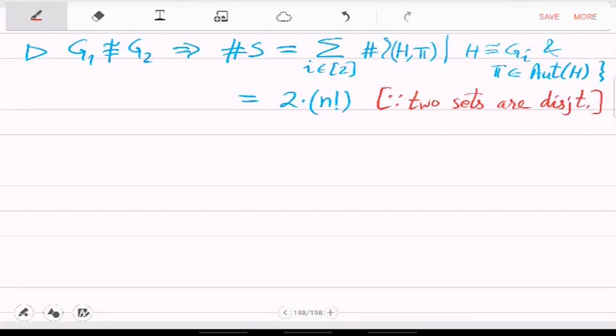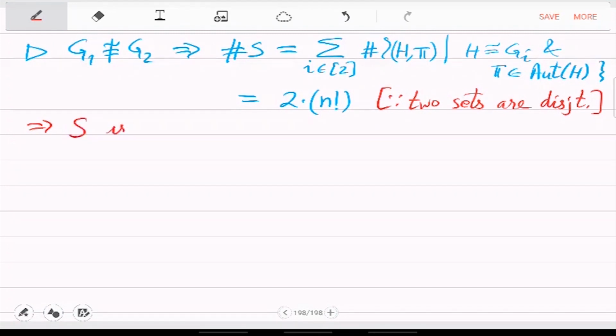Right. There is no H that is present in both, because that would mean that H is isomorphic to both G1 and G2, but G1 and G2 are non-isomorphic, so that cannot happen. So hence we are just adding these two numbers. So again, in the isomorphic case you have n factorial, and in the non-isomorphic case you have 2 n factorial. So that is the gap which I alluded to in the idea.